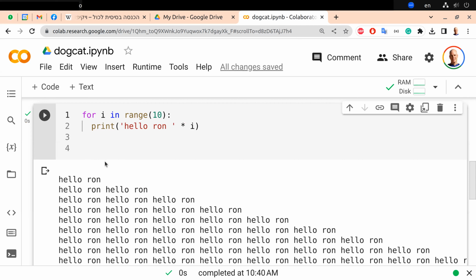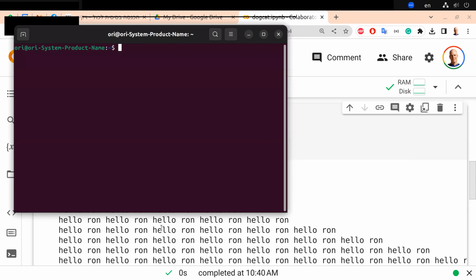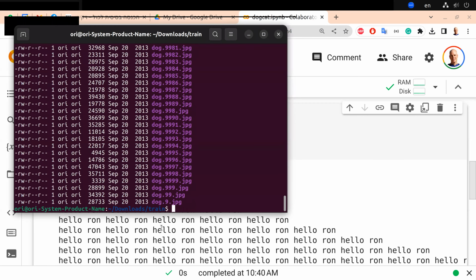Okay, so what we want to do is to use a data set of cats and dogs. I've already looked for one, and I think I found it. Let me show you. Let's open it. This is a terminal window. I think I downloaded it in, let's see. Okay, you see here, I have many.